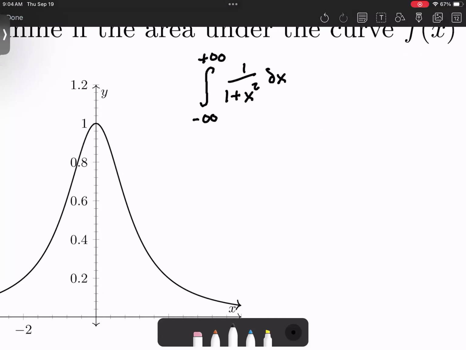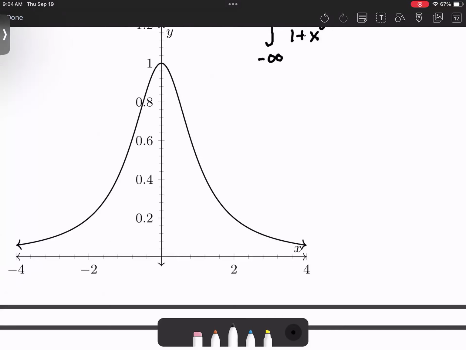So the way that we're going to do this is by approximating. Let's say we're going to integrate from m all the way to, let's call it n. So I'm going to need two different integrals here because I'm going to have two different limits that I'm going to send to infinity and minus infinity.